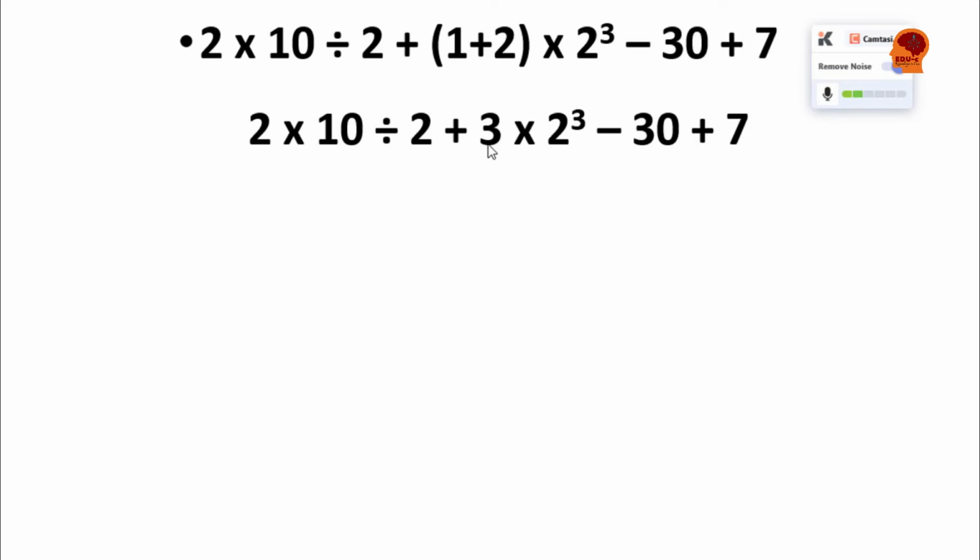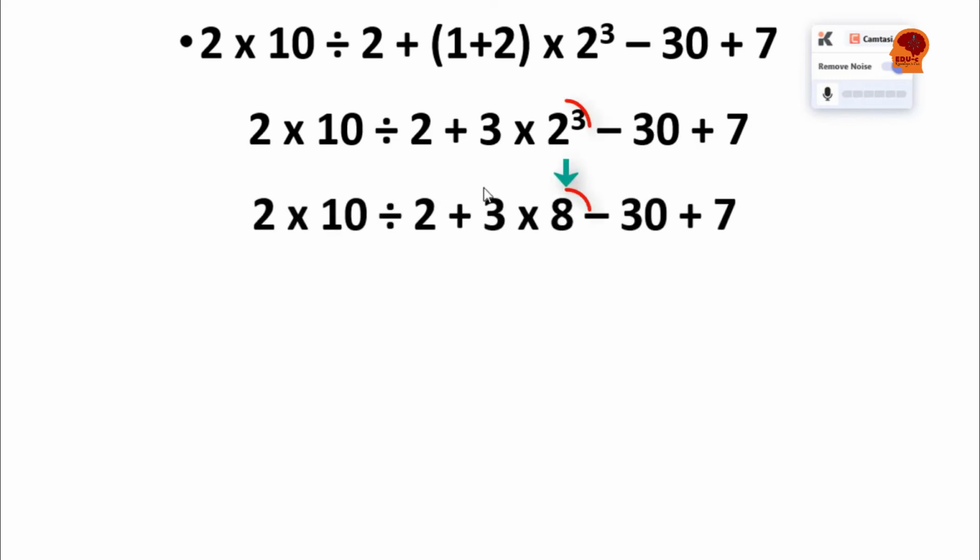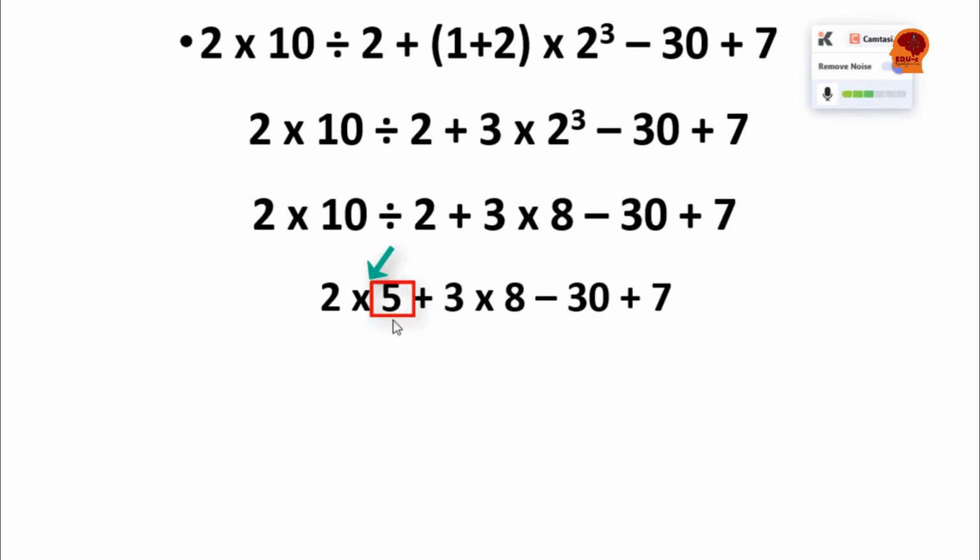I opened the bracket and I have a number from the bracket, and then the next step is the exponent. 2 raised to power 3 gives me 8. Are you seeing it? Now what is the next thing to do here? I'm going to divide, because I have the division sign here. 10 divided by 2 gives me 5. Can you see?